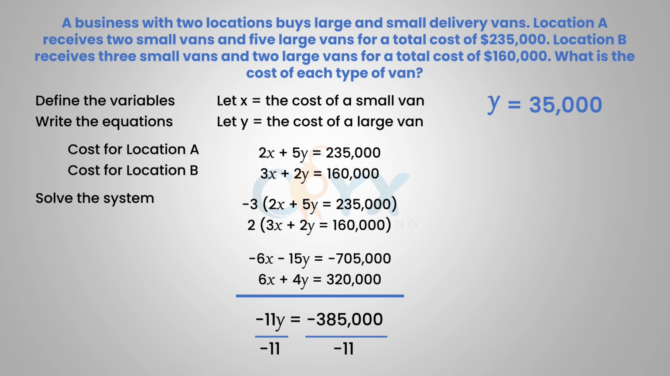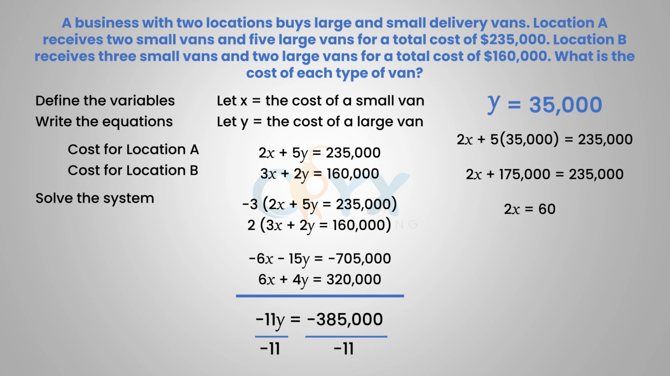To solve for y, I'll divide both sides of the equation by -11, which leaves me with y equals 35,000. Now that I have one of the variables, I can substitute back into one of the original equations. So if I substitute in 35,000 for y, I get 2x plus 5 times 35,000 equals 235,000. Simplifying, I get 2x plus 175,000 equals 235,000. Subtracting 175,000 from both sides will leave me with 2x equals 60,000. Now to solve for x, I'll divide both sides of the equation by 2, which will give me x equals 30,000.